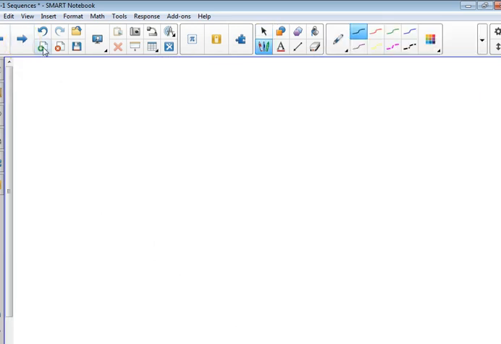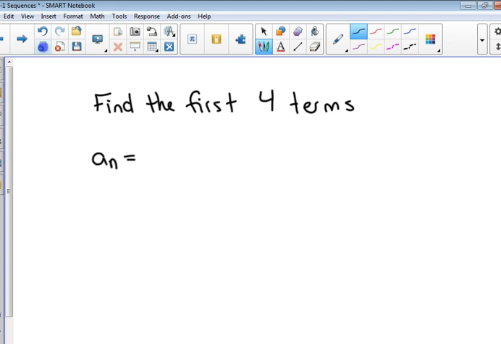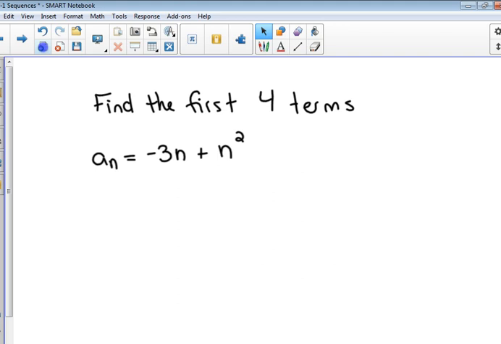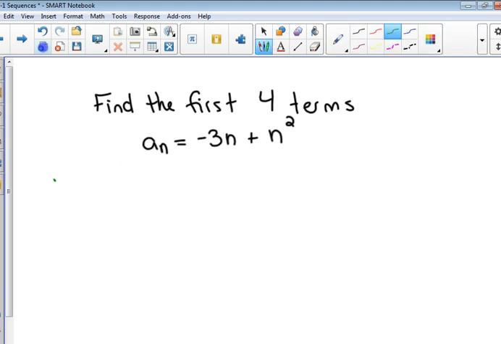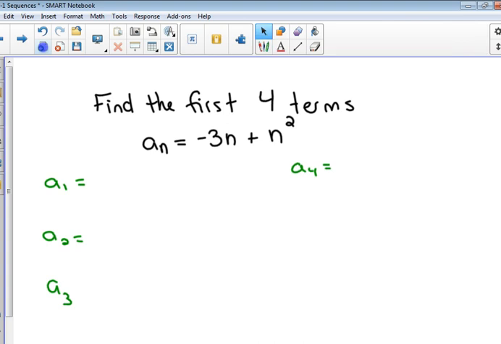Why don't you guys try to find the first 4 terms. Then I'm going to give you guys a formula. A sub n equals -3 times n plus n squared. So here's the formula we're working with. I want you guys to find the first 4 terms of this. So we should be looking for a sub 1, a sub 2, a sub 3, and what a sub 4 would be. Try it out.